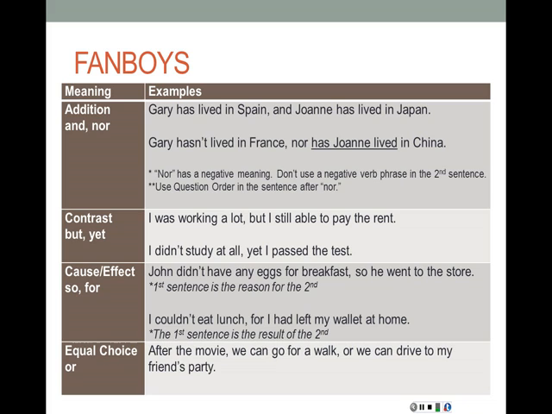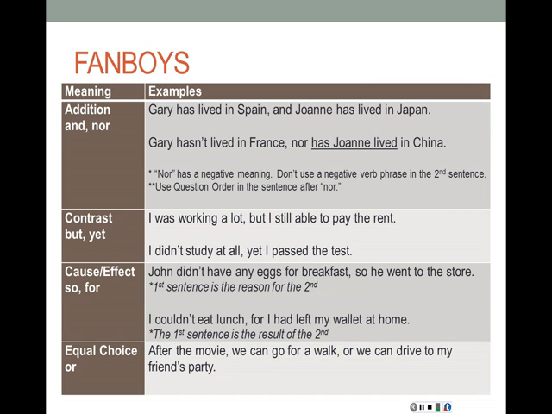Here's some information about the 7 coordinating conjunctions organized by meaning. Please read through very carefully to understand the meanings and how we use them. We use and and nor to add similar ideas together, and for positive and nor for negative meanings.